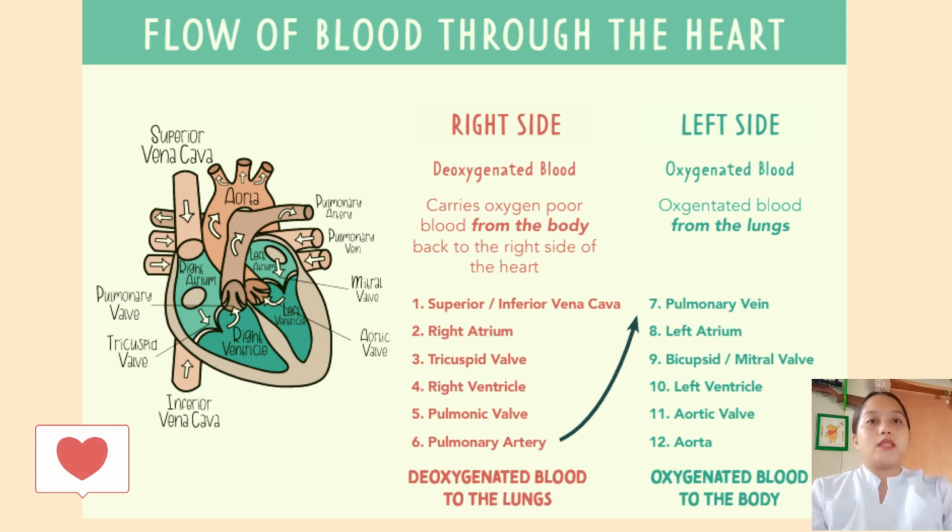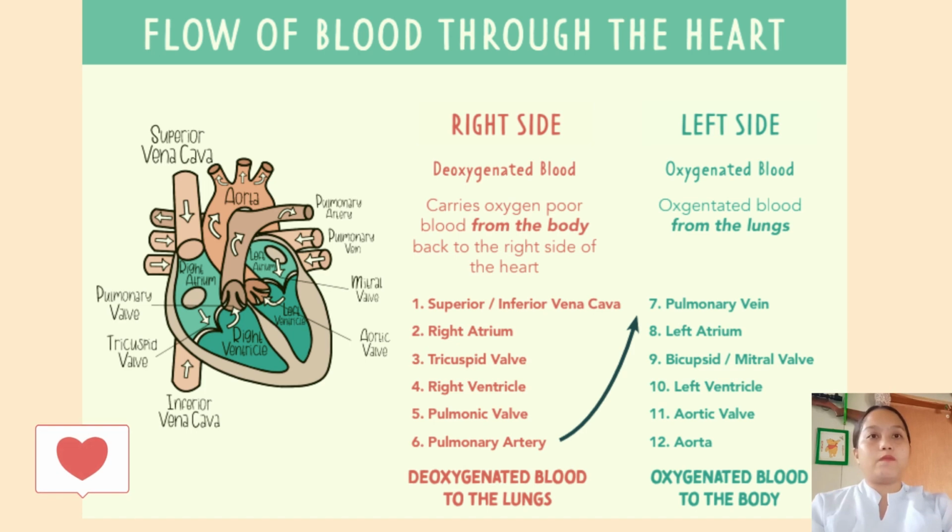First, the deoxygenated blood starts to run from the body. It flows into the superior or inferior vena cava. Then, the flow of the blood reaches the right atrium. Then, the atrium will push the flow through the tricuspid valve. Then, it will be pushed to the right ventricle, and the flow will continue to pass to the pulmonary valve.